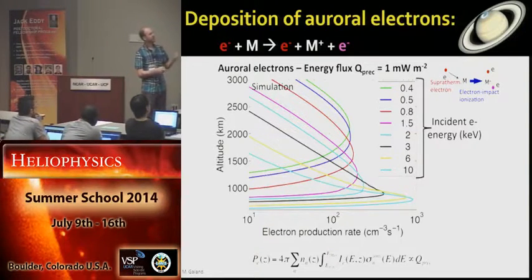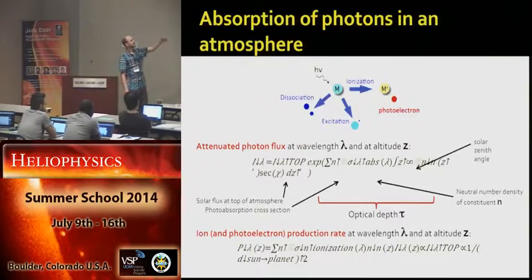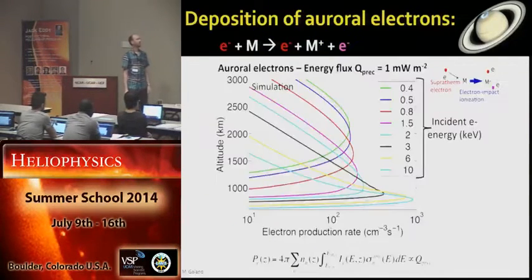But just as before, once you know the intensity of the electrons at a given altitude, at a given energy, you can then straightforwardly calculate the photoelectron production rate as a function of altitude. And it's worth noting that that is proportional to the flux of precipitating electrons at the top of the atmosphere, just as the production rate from photoionization is proportional to the photon flux at the top of the atmosphere, as you might expect.